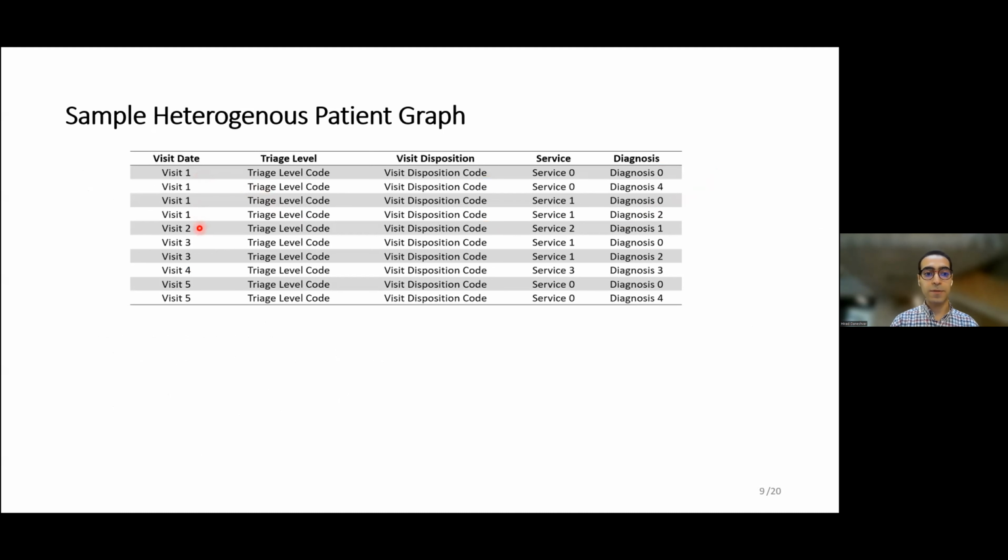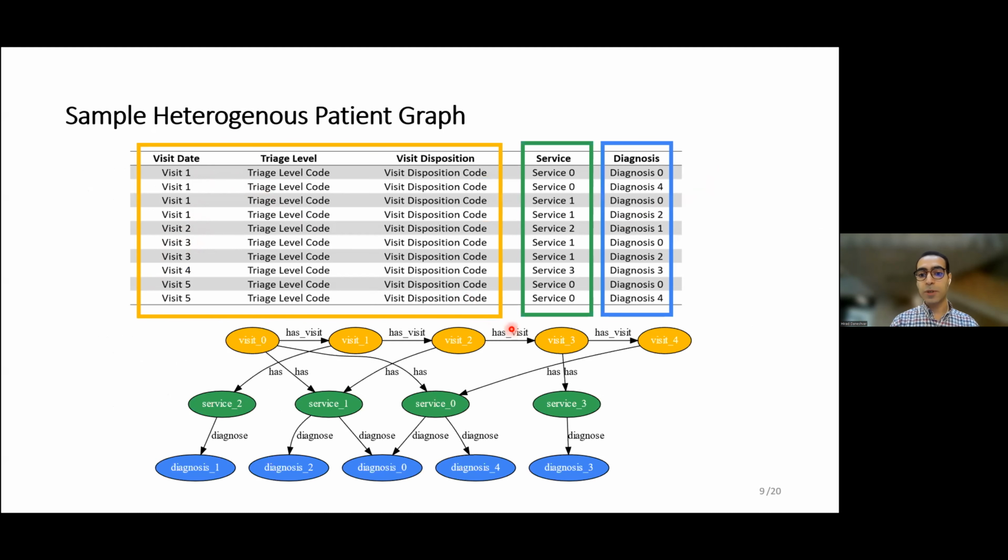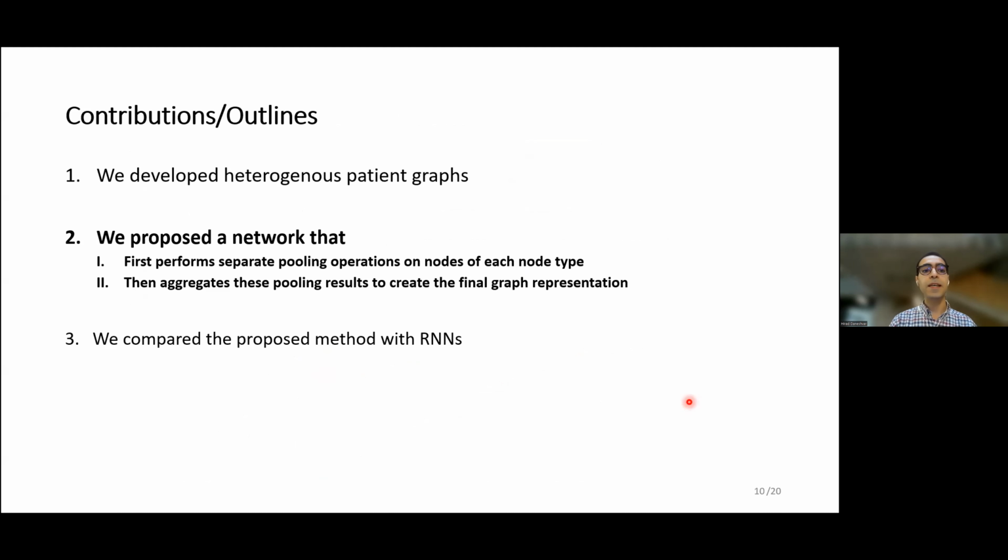So this is our same patient data. This patient has five visits, as you can see. We first extracted those three node types. Then we created our patient graph. As you can see here, this is a heterogeneous patient graph with different types of connections and different types of nodes. Yellow nodes are all visit nodes, service nodes are all in green, and diagnosis nodes are all in blue. And this is a directed graph, as you can see. Now let's talk about the network.